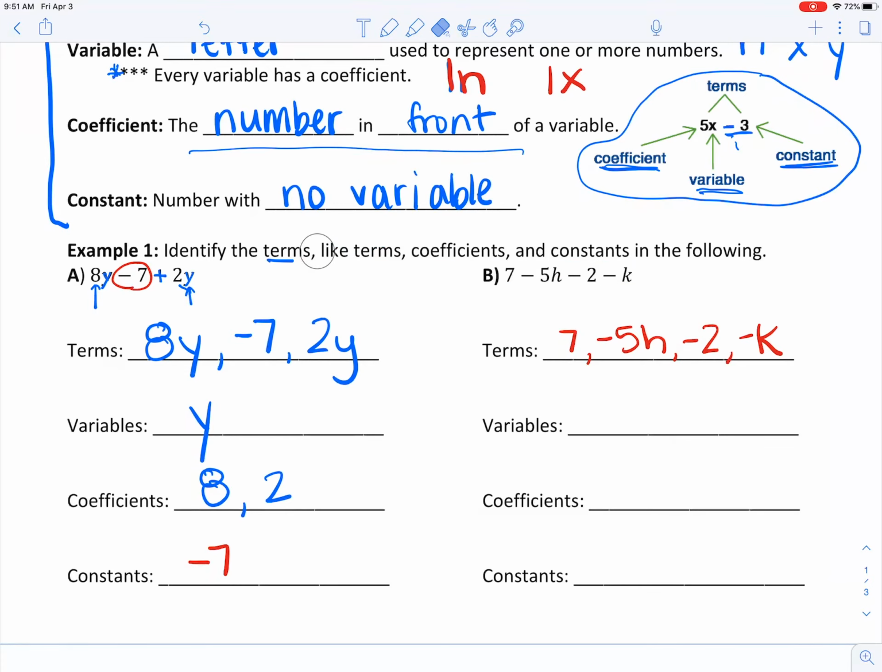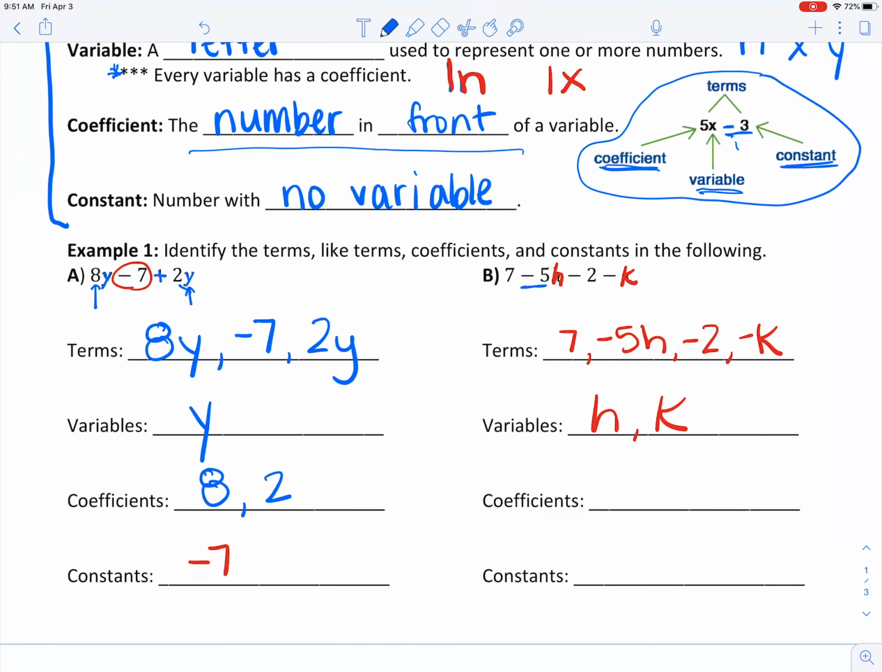All right, the variables. So I'm going to look at my problem here, and I'm going to see, oh, here's an h, and here's a k. Okay, so I'm going to write down an h, comma, k. Those are the letters. Coefficients, that's the number that's in front of the variable. So h and k are my two variables.